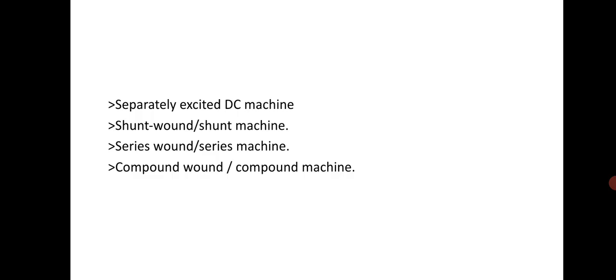If the shunt field is arranged in parallel with both the armature as well as the series field, then the machine is named a long shunt compound machine. Actually, two machines are there: short shunt compound machine and long shunt compound machine. Why does the short shunt compound machine get its name like this?